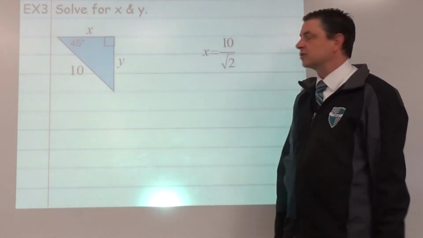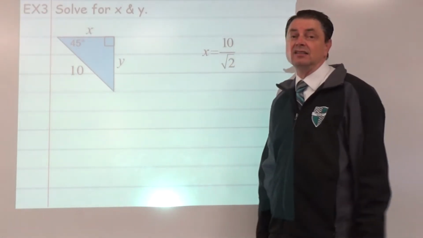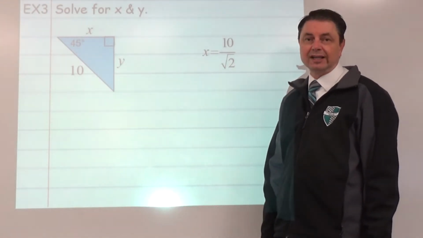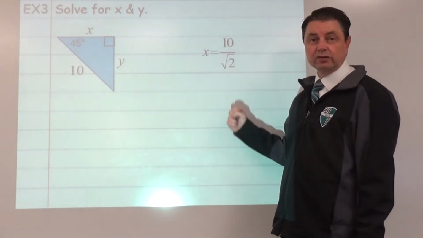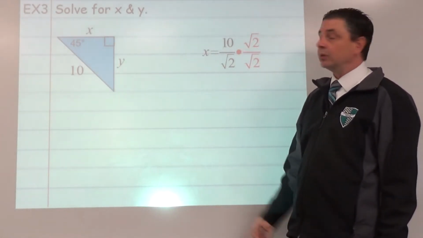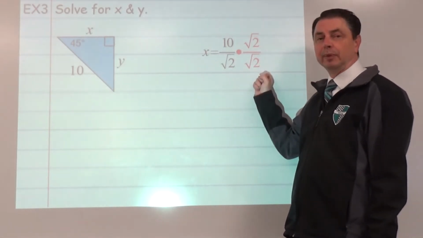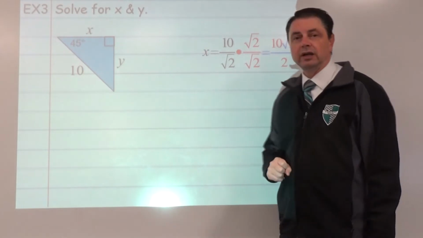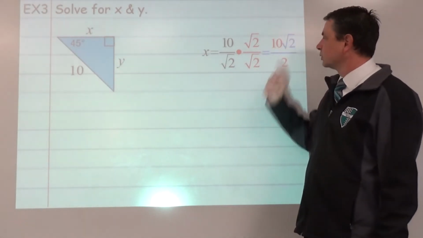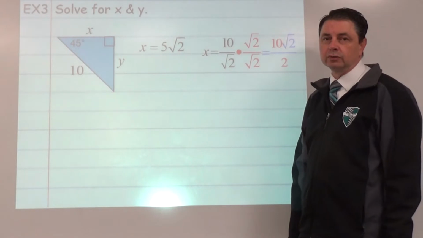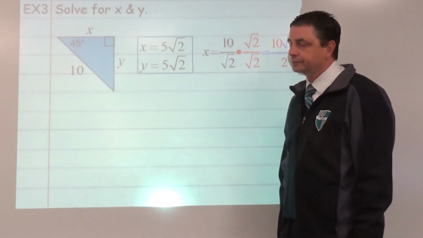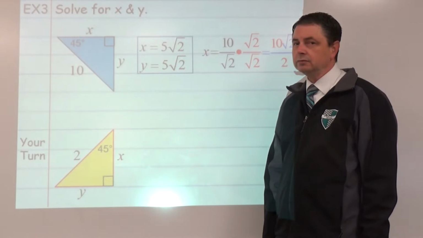Well, that's a little bit trickier than the last one. Can't really cancel anything, at least yet. But we can fix the denominator. We've seen this before in a previous lesson where we had to rationalize the denominator. We fixed the denominator, which is the square root of 2, by multiplying top and bottom by the square root of 2. So we would get 10 square root 2 divided by 2. And that does simplify because 10 divided by 2 is 5 square root 2, and that's our x. X is 5 square root 2, y is also 5 square root 2. Your turn. Pause until you're ready.